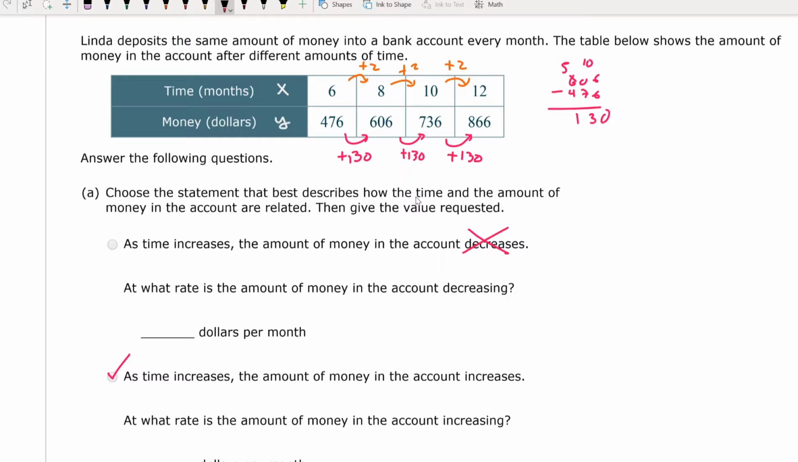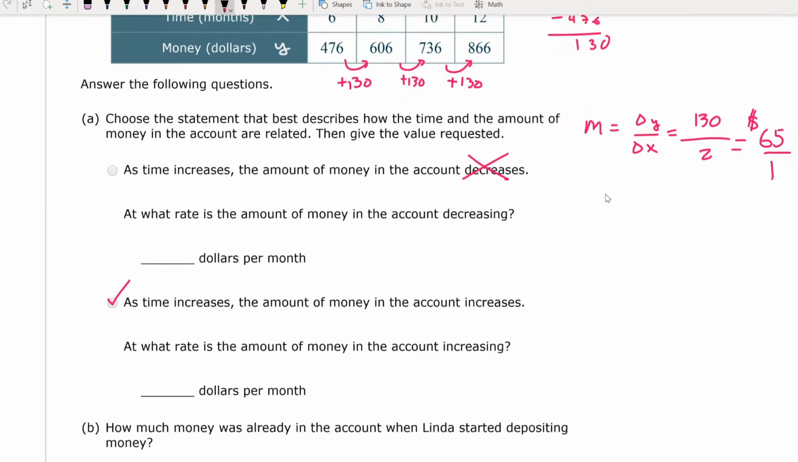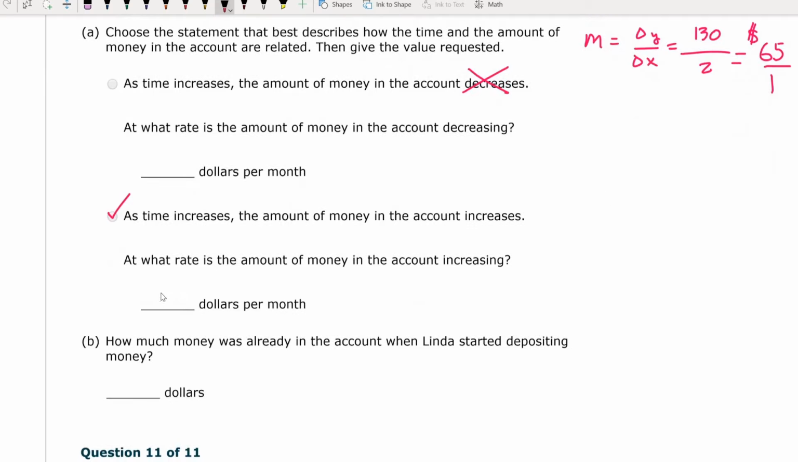At what rate? So they talk about slope, or the rate of change. That will be delta y over delta x. Delta y is 130 and delta x is 2. We can divide them out. That will give you $65, right? Yes, $65 a month. Okay, so it's increasing $65 per month.